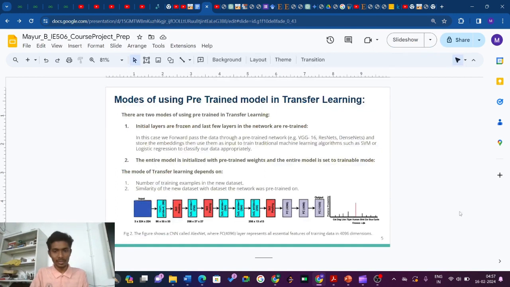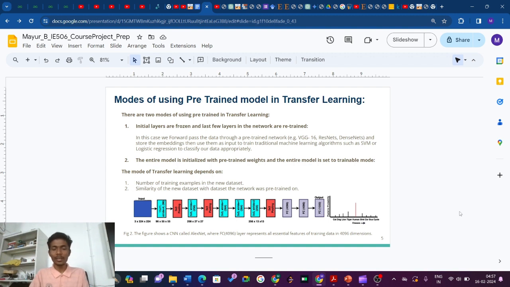As we saw in the previous slide, there are two modes of using a pre-trained model in transfer learning. In the first mode, initial layers are frozen and the last few layers in the network are retrained. As you see in figure 2, which shows the neural network called AlexNet, we will first remove the output layer, and then we will freeze the initial layers, and we will pass our limited training data only through some of the outer layers such as FC4096, because of which the weights of the features in the layers will get readjusted, which will result in a new machine learning model.